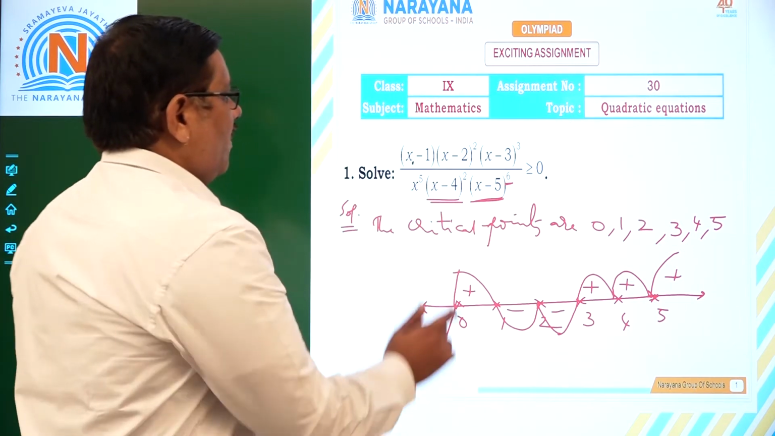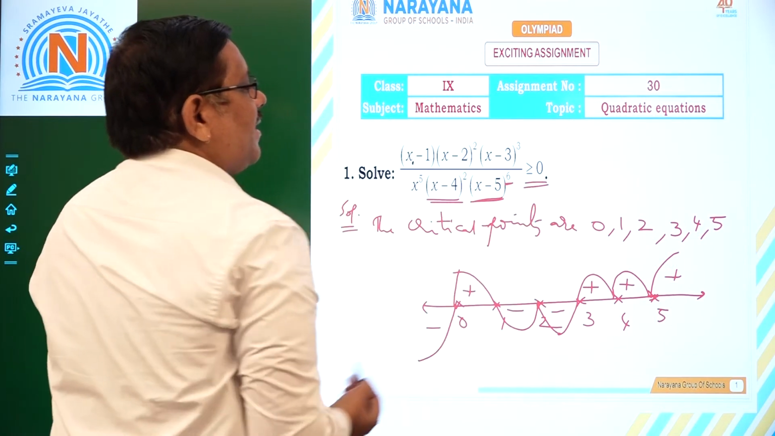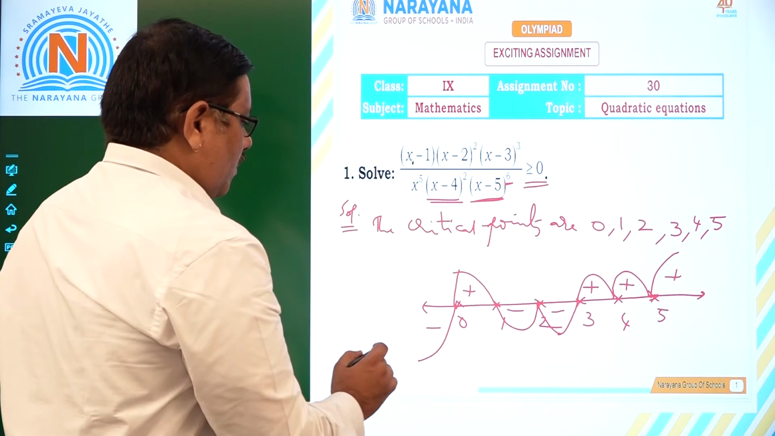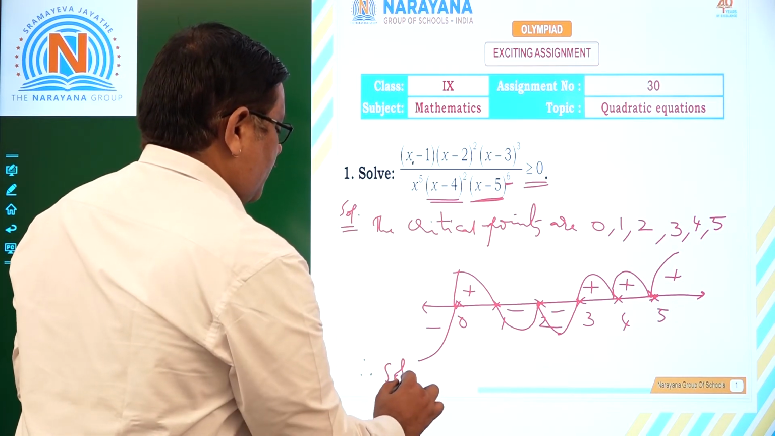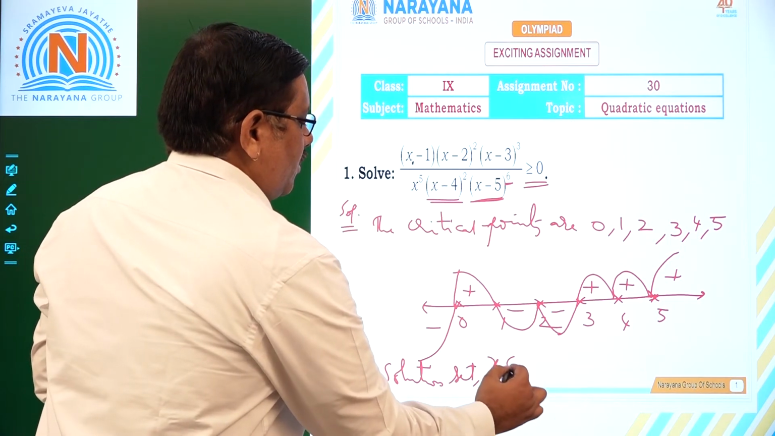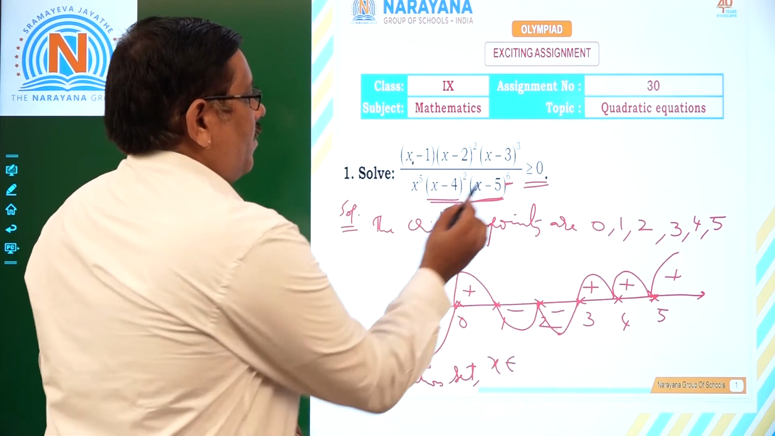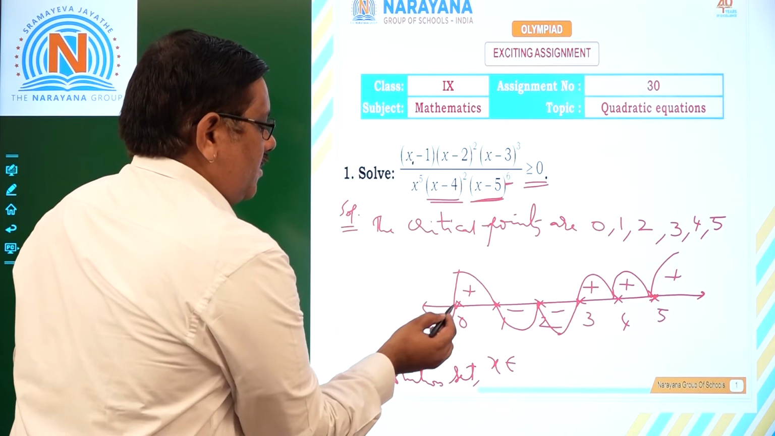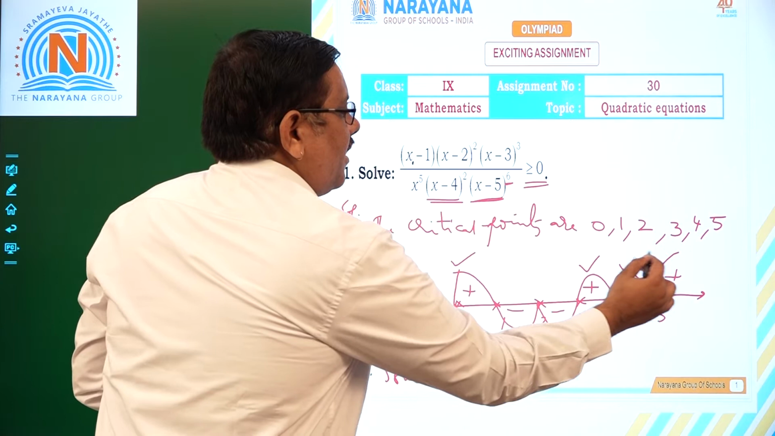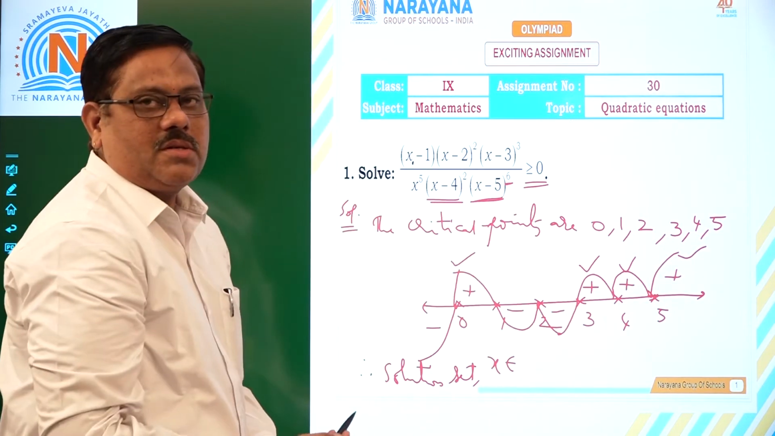Now, if you look at the inequality, it is greater than or equal to 0, that is either positive or equal to 0. So therefore, the solution set is x belongs to the greater than or equal to 0 region, the positive region. The positive region is observed here, here, here and here. These are the positive regions, right?